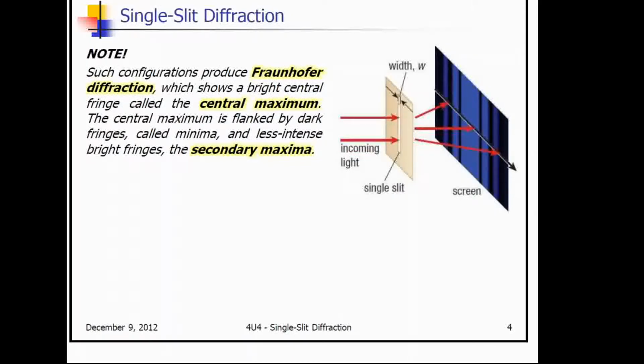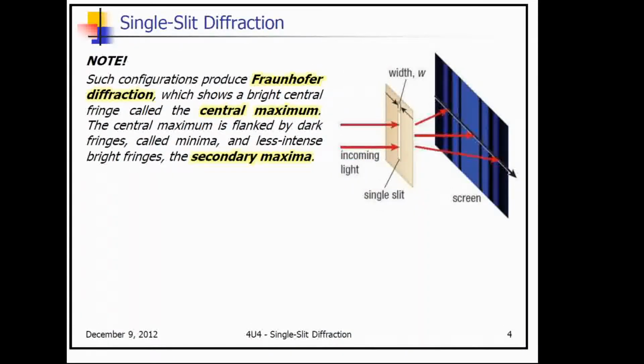So what we end up seeing is a Fraunhofer diffraction pattern. And what that pattern looks like is it's similar to a double slit, but there is a central maximum that is twice the size of every other maximum, every other bright fringe. So the bright fringe in the middle is larger, more intense. And then there's dark fringes, and then there's bright fringes.